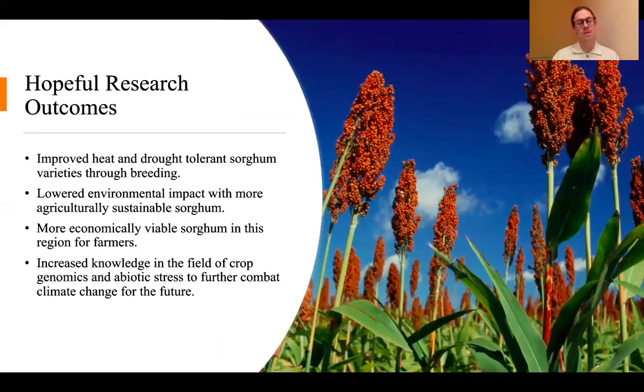Some hopeful research outcomes will be improved heat and drought-tolerant sorghum varieties through breeding, lowered environmental impact with more agriculturally sustainable sorghum, more economically viable sorghum in this region for farmers, and increased knowledge in the field of crop genomics and abiotic stress to further combat climate change for the future.